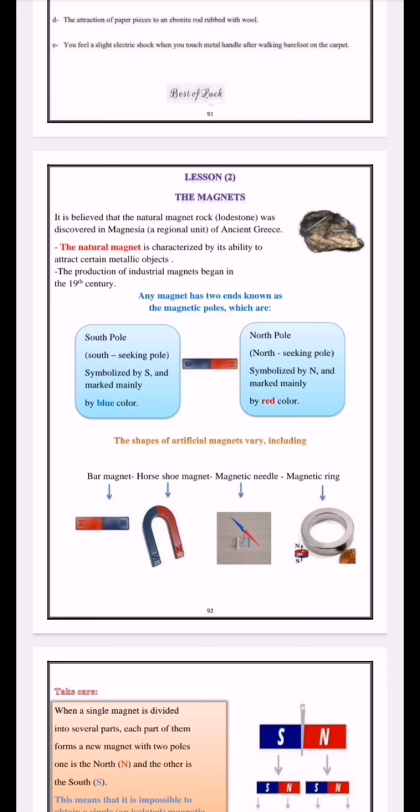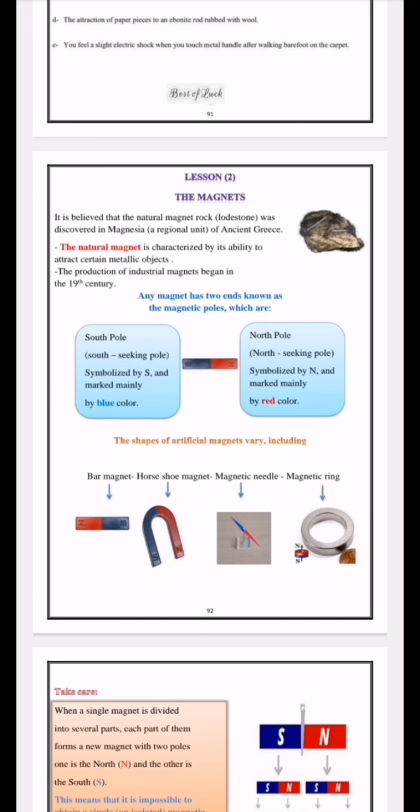So the idea of making an artificial magnet is from lodestone. It's a natural rock found in nature, discovered in Magnesia in Greece, okay? So the natural magnet is called lodestone. And we have the artificial magnet that we made, okay?